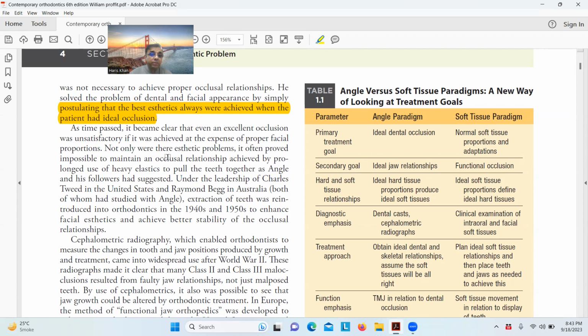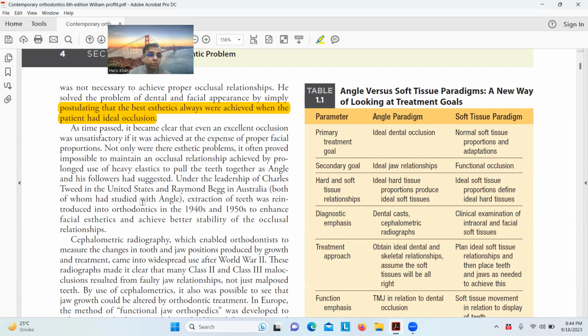As time passed, it became clear that even an excellent occlusion was unsatisfactory if it was achieved at the expense of proper facial proportions. The last line is also something for discussion in the viva. Not only were there these esthetic problems, it often proved impossible to maintain an occlusal relationship achieved by prolonged use of heavy elastics, and so on.